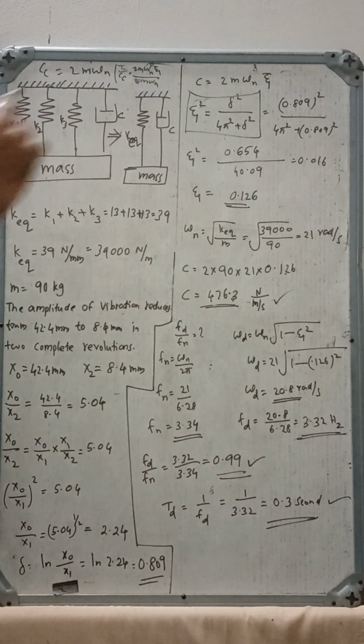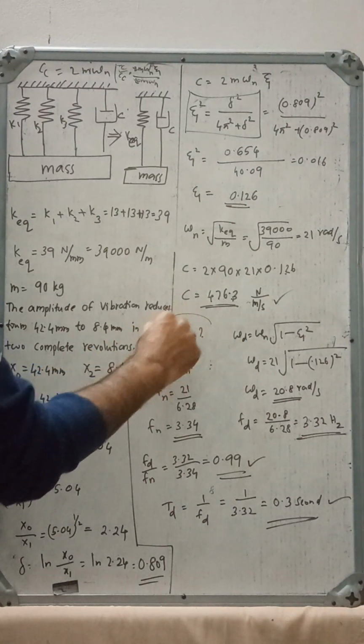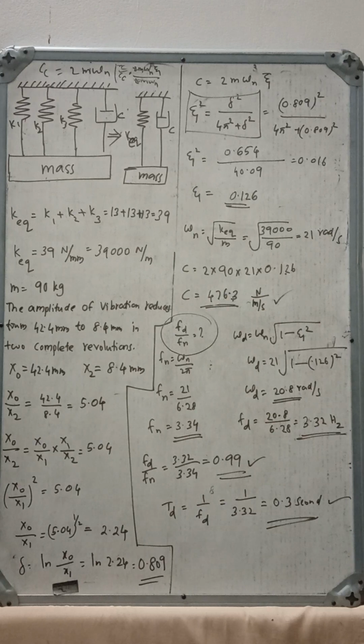c is equal to 2m omega n zeta. 2 into m 90 into omega n 21 into zeta 0.126. So you will get the value 476.3 Newton per meter per second. Now next, what we have to find out? Ft by F1. The next thing we are finding is Ft by F1.